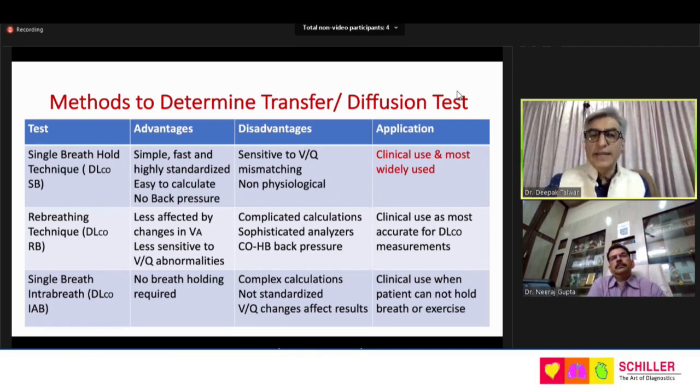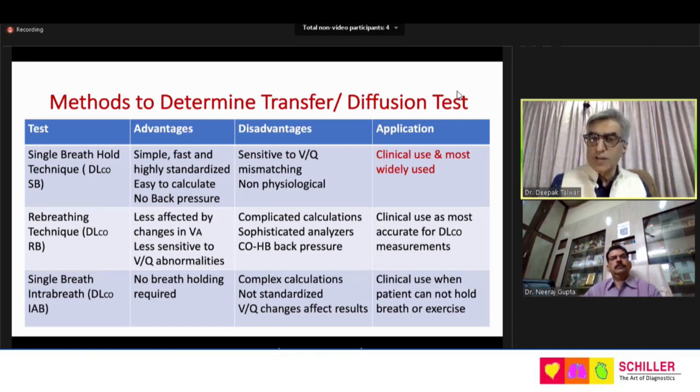The rebreathing technique is less affected by changes in the alveolar volume, and it is also less sensitive to ventilation perfusion abnormalities because you keep rebreathing until equilibrium comes. So obviously, if there is a lot of VQ mismatch, the rebreathing technique can take care of it. But it requires complicated calculations and sophisticated analyzers, and because of rebreathing, carboxyhemoglobin can produce a back pressure, which will lead to abnormally changed values of the diffusion study test which you perform.